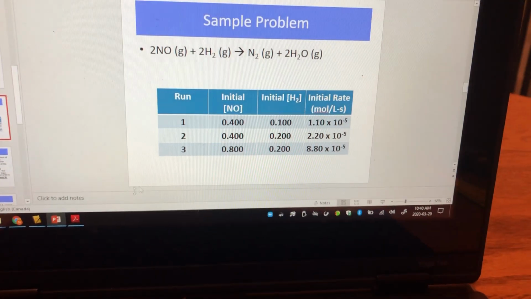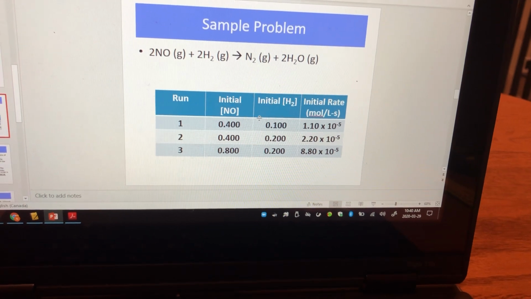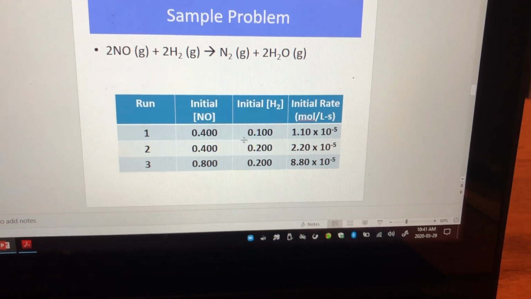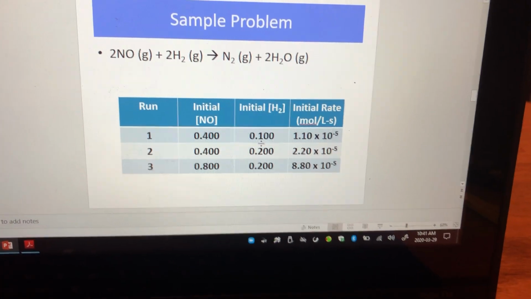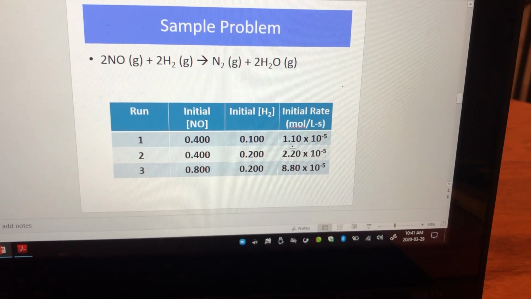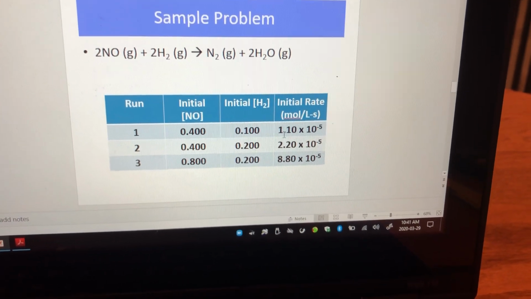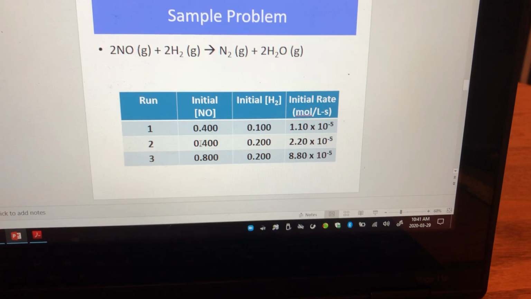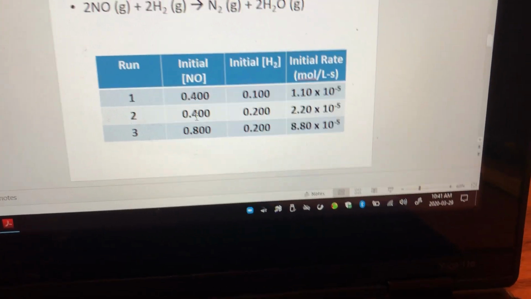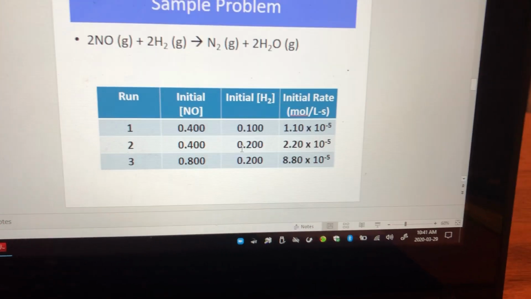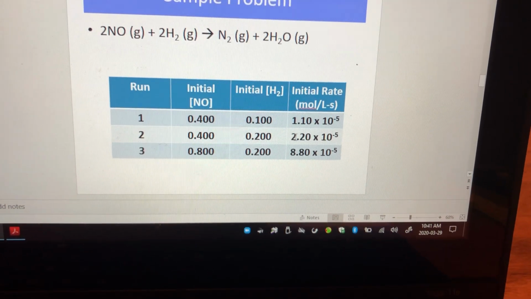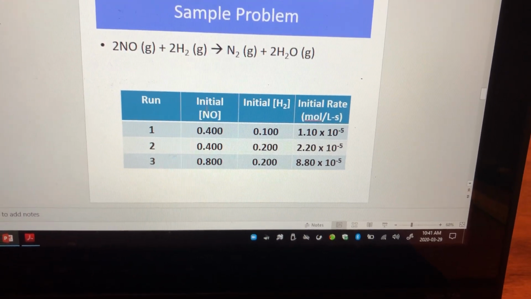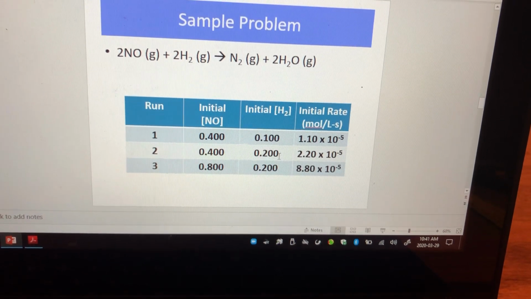So here's this chart. They reacted NO with H2. In the first trial, they reacted 0.4 moles per liter of NO with 0.1 moles per liter of H2. And the rate of the reaction is shown here. They found out it was 1.1 times 10 to the negative 5. Then they repeated the experiment, so trial 2. This time they changed the initial concentration of H2 here, and they got this rate of reaction. So our job right here is to figure out what is the rate law for this experimental data.